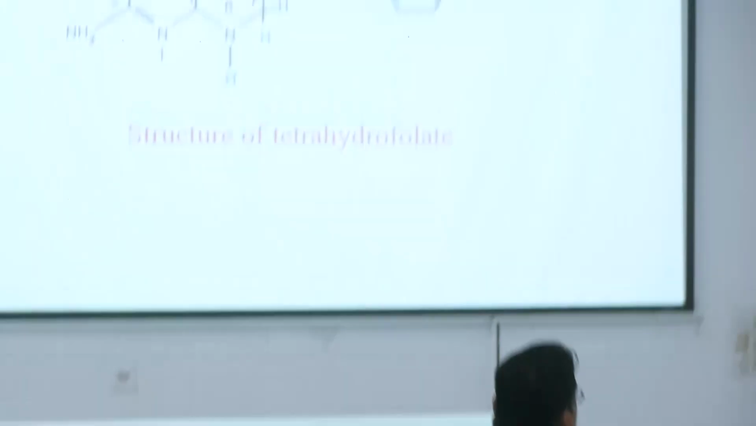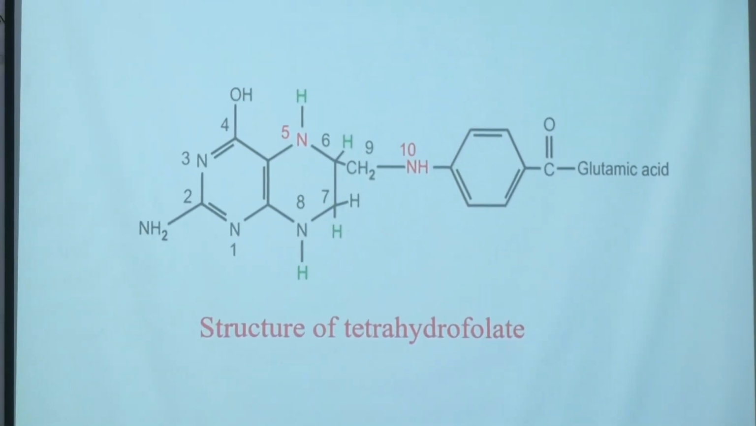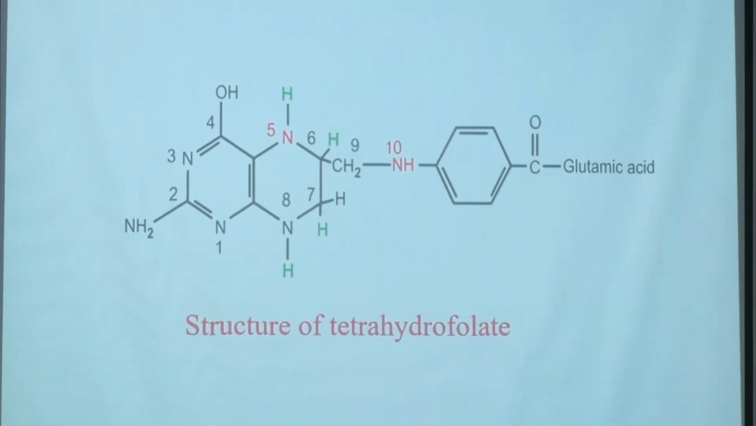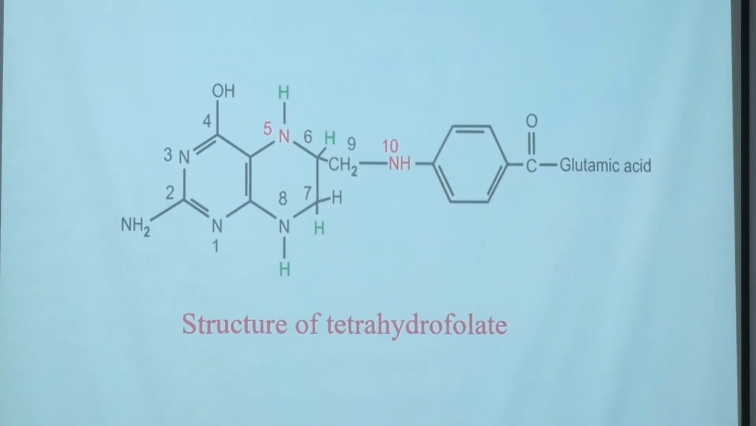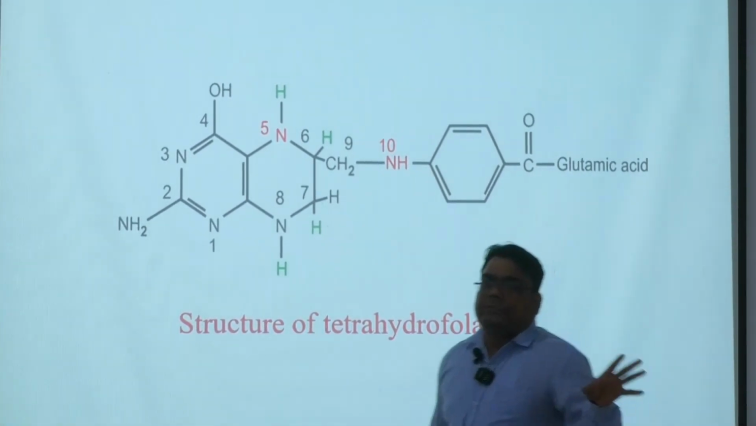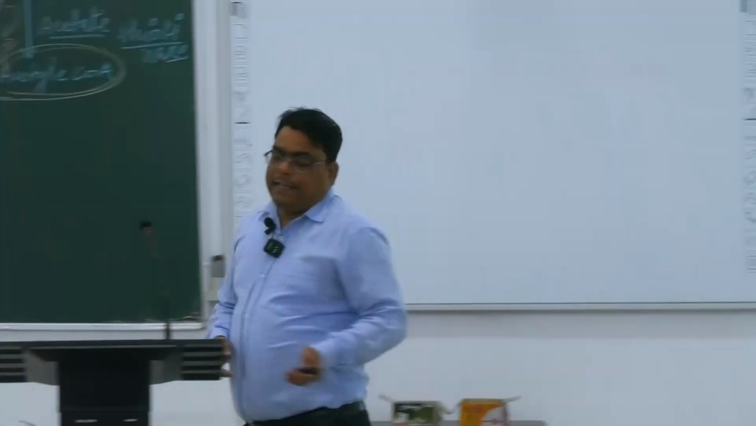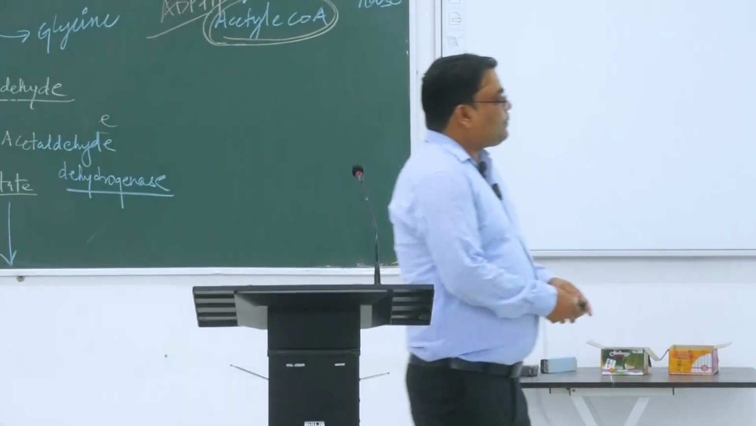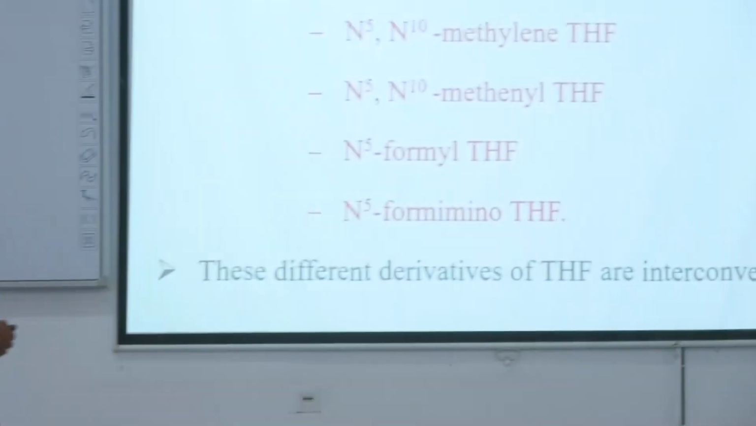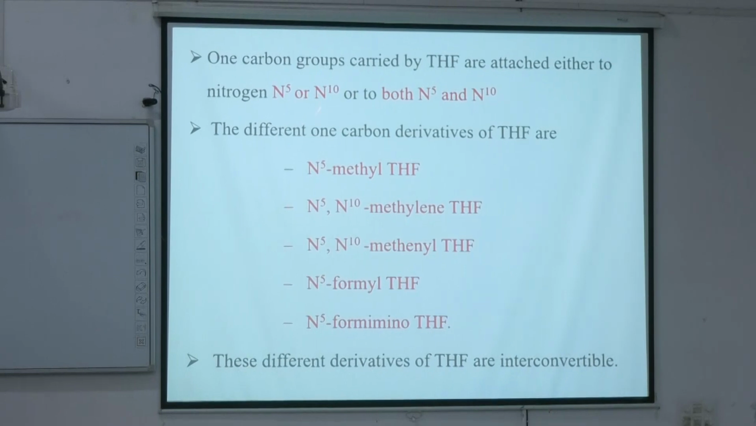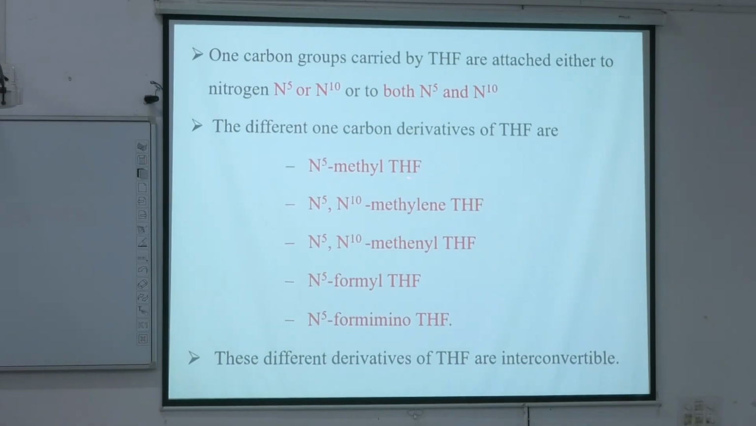Now this is the structure of tetrahydrofolate, folic acid, one of the most important vitamins. I am showing this tetrahydrofolate structure because this group can transfer one carbon groups for further metabolic pathways. That is important. One carbon groups are attached at N5 and N10, both nitrogen positions. That means N5 methyl THF, N5 N10 methylene THF. You already saw this in the previous reaction.